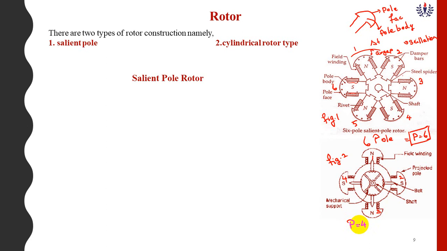This salient pole means it will be projecting. Salient pole machines consist of poles projecting out from the surface of the rotor. Since the rotor is subjected to a changing magnetic field, the poles are made up of thin silicon steel laminations.